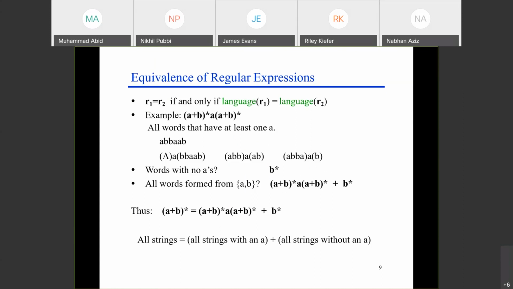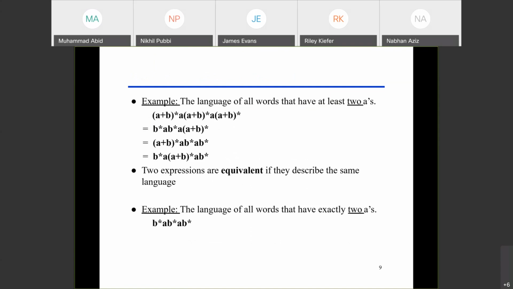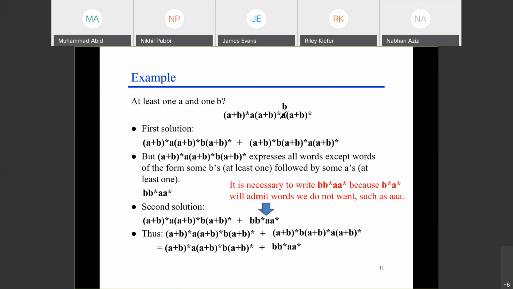So here we have this example. It says the language of all words that have at least two A's. When we say we need to write "at least," I think I covered this also: at least two A's and exactly two A's. We did this, I remember. Here, now at least one A and one B.